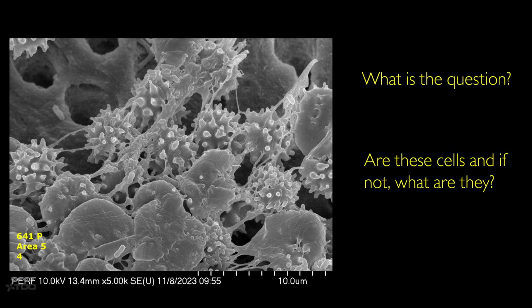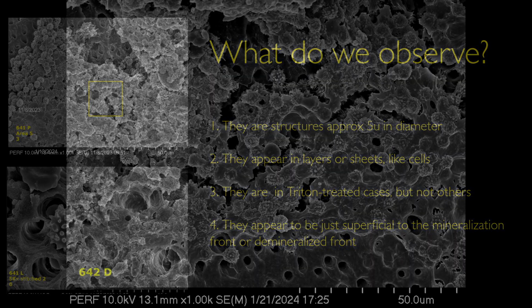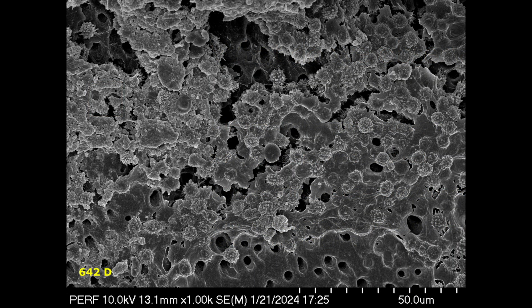When we looked carefully at the cells in many of the different specimens, we found that they were all pretty much the same size, about 5 microns in diameter or a little smaller, and that they seem to appear in sheets or layers just as cells would. And they're only in Triton treated cases, and they seem to be all together.